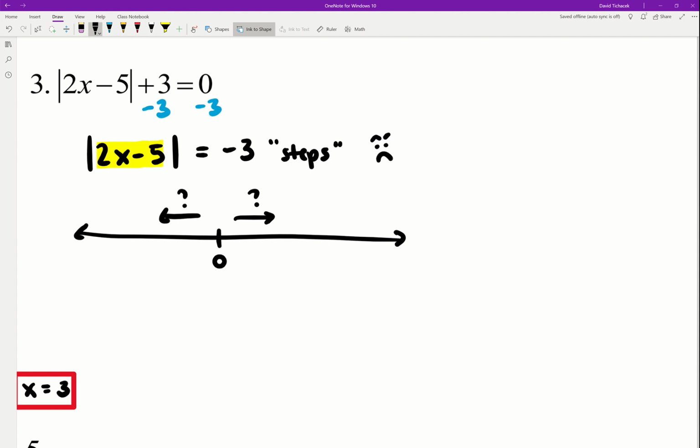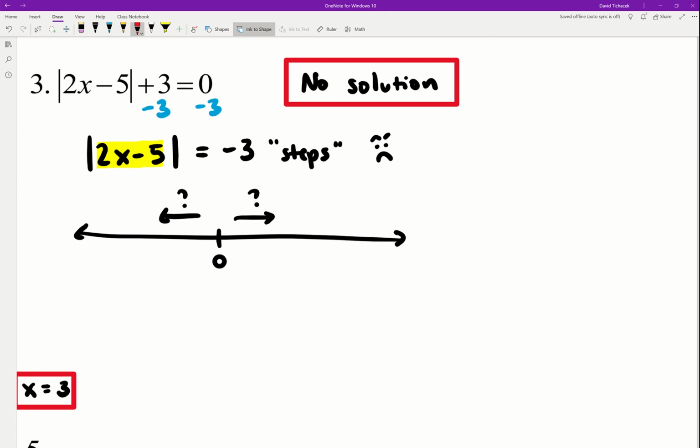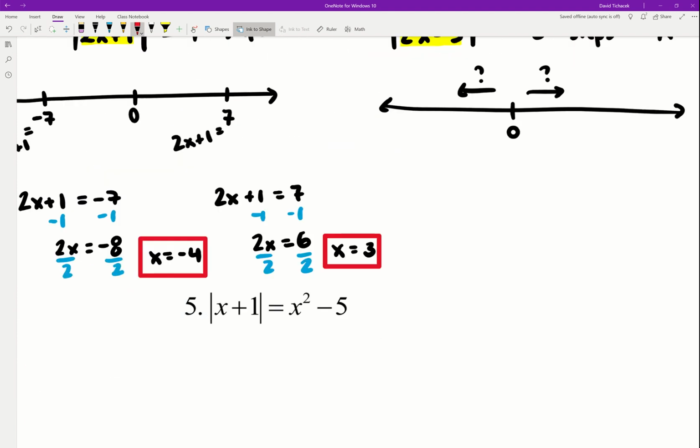Well, folks, you can think about this anytime you have the absolute value bars equal a negative number, because we would interpret that in that way. We can't be a negative number of steps away from 0. So our conclusion here is going to be, folks, that we don't have any solution, okay? So no solution to this equation exists. So be on the lookout for absolute value bars equals a negative number, because we can't be a negative number of steps away from 0.